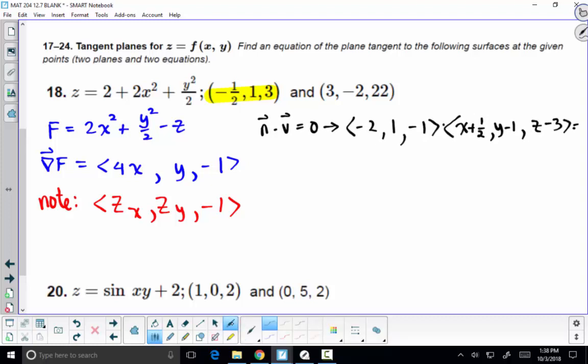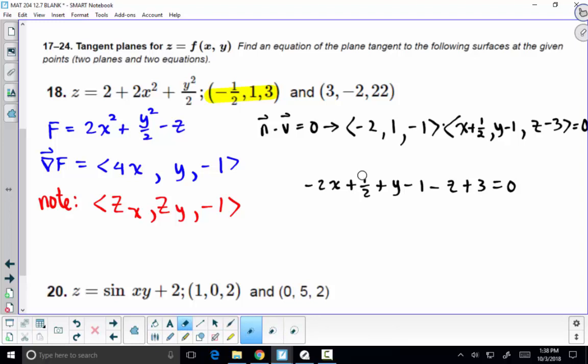And that all has to equal 0. So that'll give it to us. This is our tangent plane. So we get -2x plus 1/2 plus y minus 1 minus z plus 3 equals 0. How is that not plus 1? Did I skip a 1 somewhere? Minus 1 rather. Yeah, you should have it next to it. -2x minus 1. Oh, thank you. I see it. Minus 1.